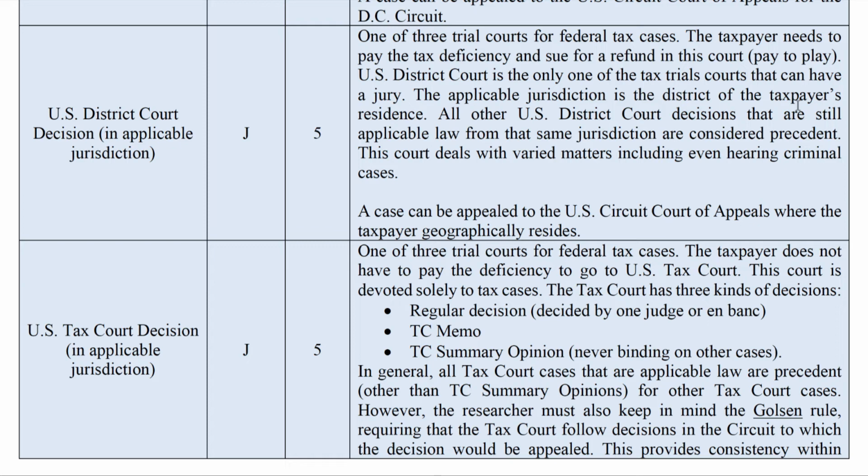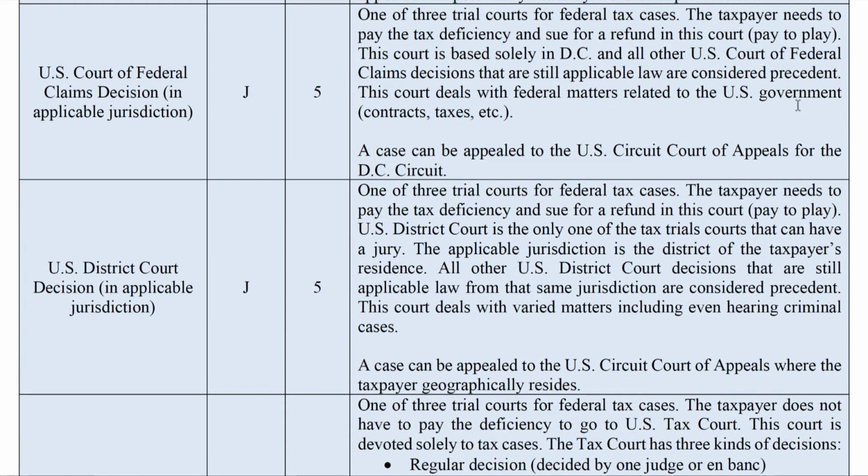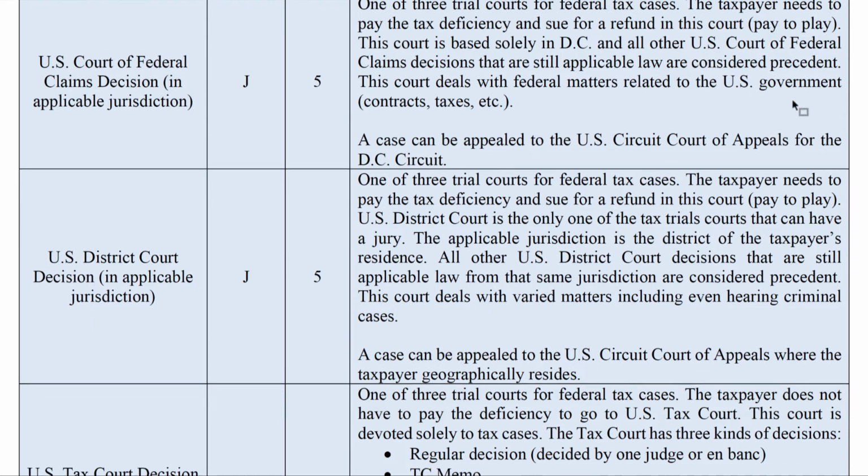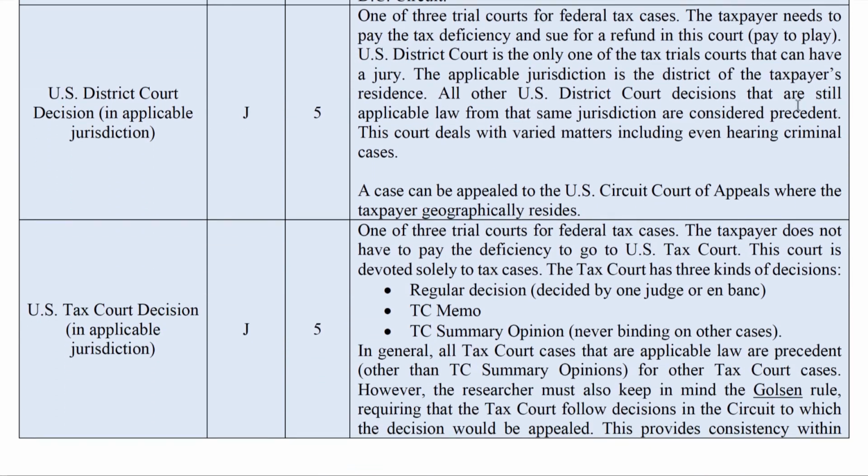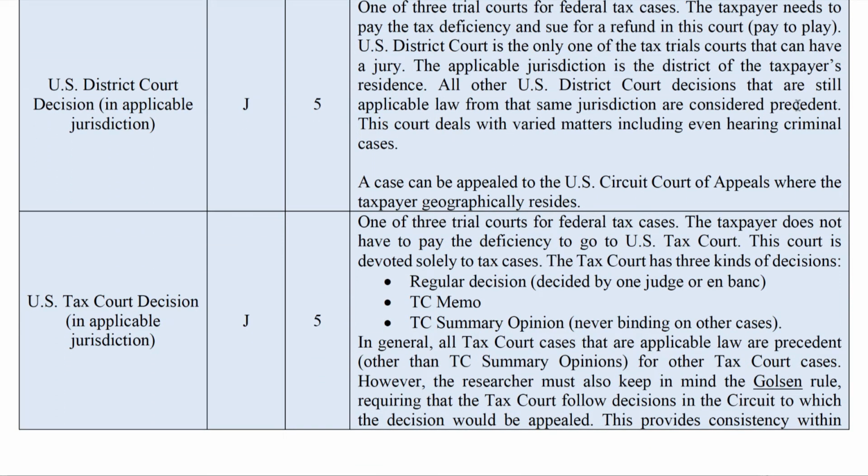One thing to note is that for the U.S. District Court, whatever geographic location you're in determines which Circuit Court of Appeals you have to follow. For the U.S. Court of Federal Claims, you're following the Circuit Court of Appeals for the D.C. Circuit when you deal with the level of law for what's binding, since different circuits can reach different outcomes on tax issues.